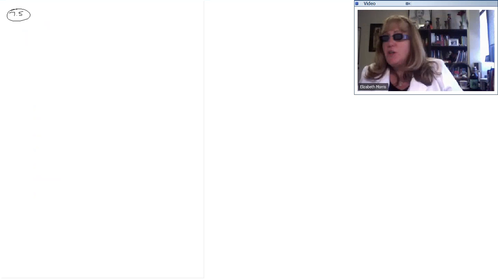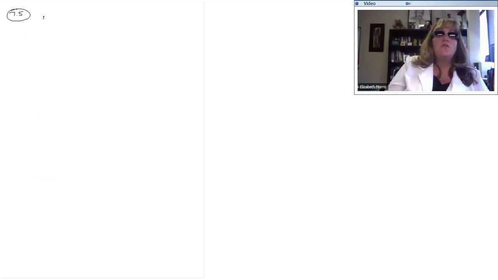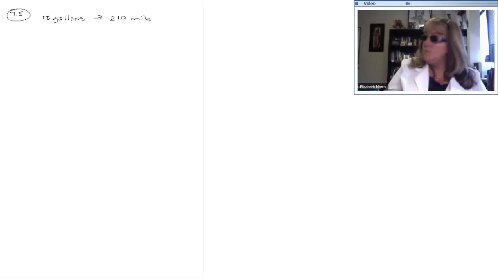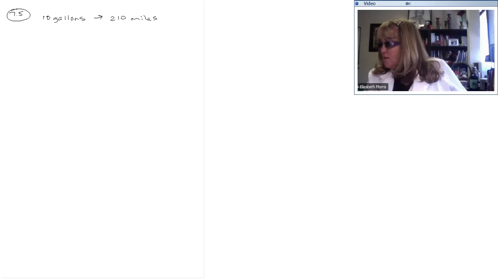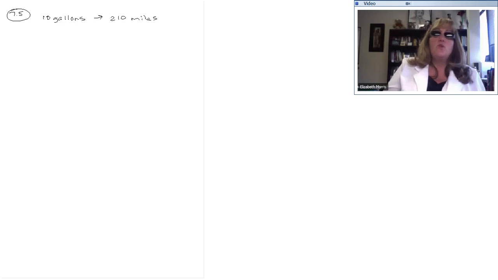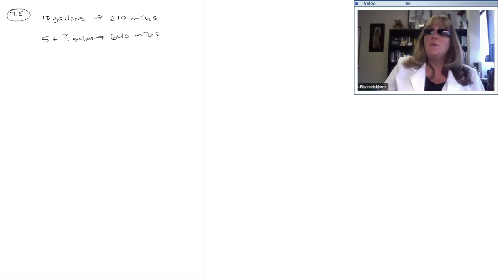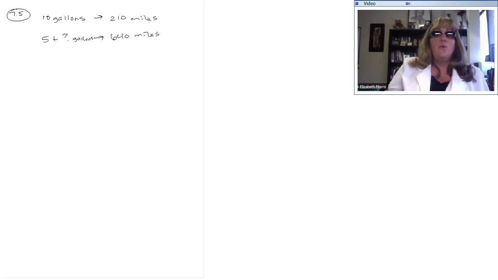It says, Marissa's car uses 10 gallons of gas to go 210 miles. So she uses 10 gallons, and she can go 210 miles, okay? She has 5 gallons of gas in her car right now, and she needs to know how much she needs to add to that to go 640 miles. So she wants to go 640 miles, and she already has 5, but she doesn't know how much more she needs to add, okay?